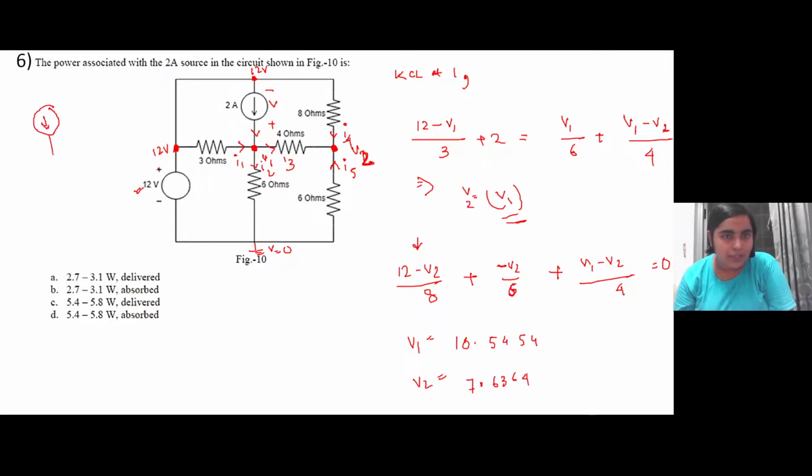Now I will ask the question again. You have the node voltage here, V1, as 10.5454 volt, and the other side is at 12 volt. So what will be the voltage across this particular current source? What will be this V? What will be the value of V? You have both the node voltages, right? It is the voltage drop across this current source.